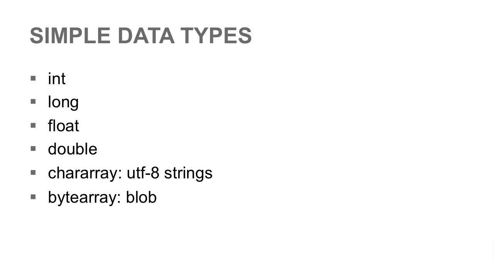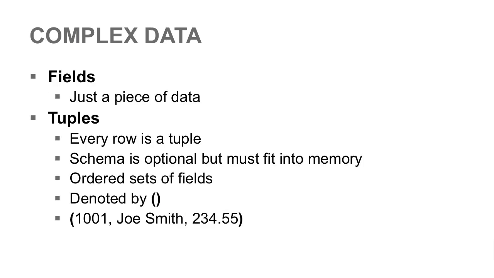The simple data types are all what you would expect in such a language. Integers, longs, floats, doubles. Character arrays are UTF-8 strings, and byte arrays are just blobs of data. Complex data can be organized as fields, which are just pieces of data, and then we have tuples. Tuples will be used quite a lot. Every row of data that we are processing is treated as a tuple, and the schema is optional. One important limitation of tuples is that they must fit into memory, and they consist of an ordered set of fields that are denoted by parentheses.